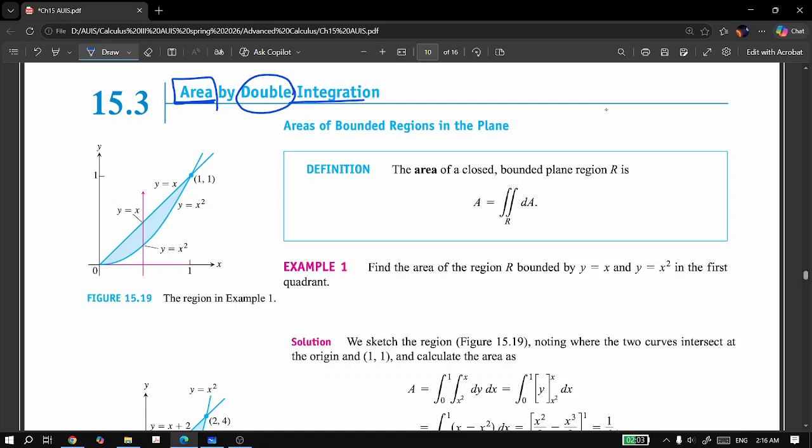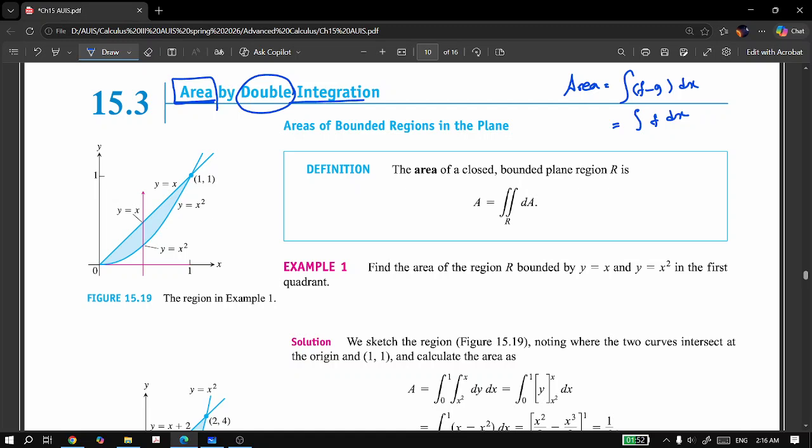As you have studied previously, we were finding area using what? Using single integration. If we had two functions, we were saying the integral of f minus g dx, where f was greater than g. Or if we were finding the area between a function and the x-axis, we were simply saying the single integration of f dx. But here, when we are finding area between two functions, we are using double integration. How do we use that?